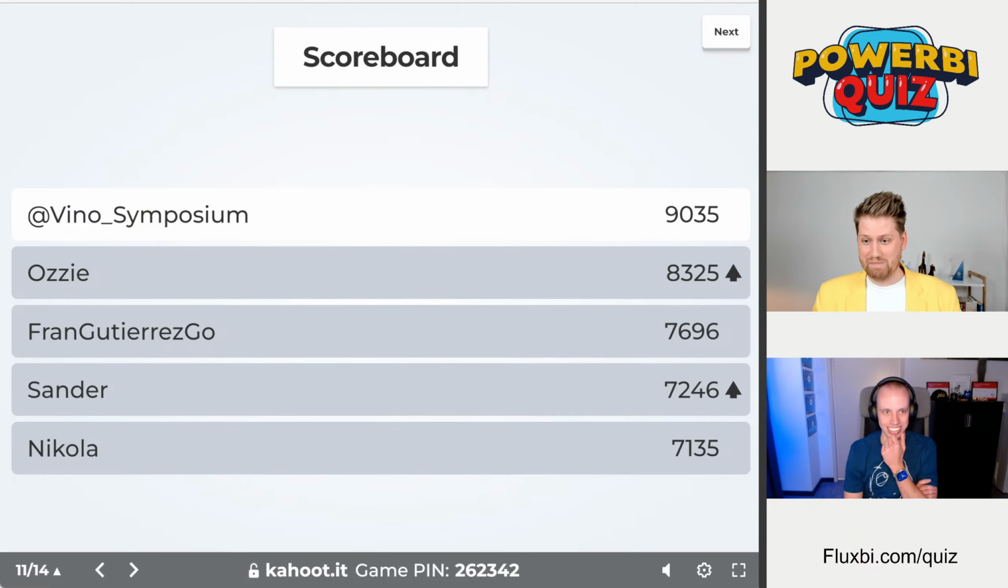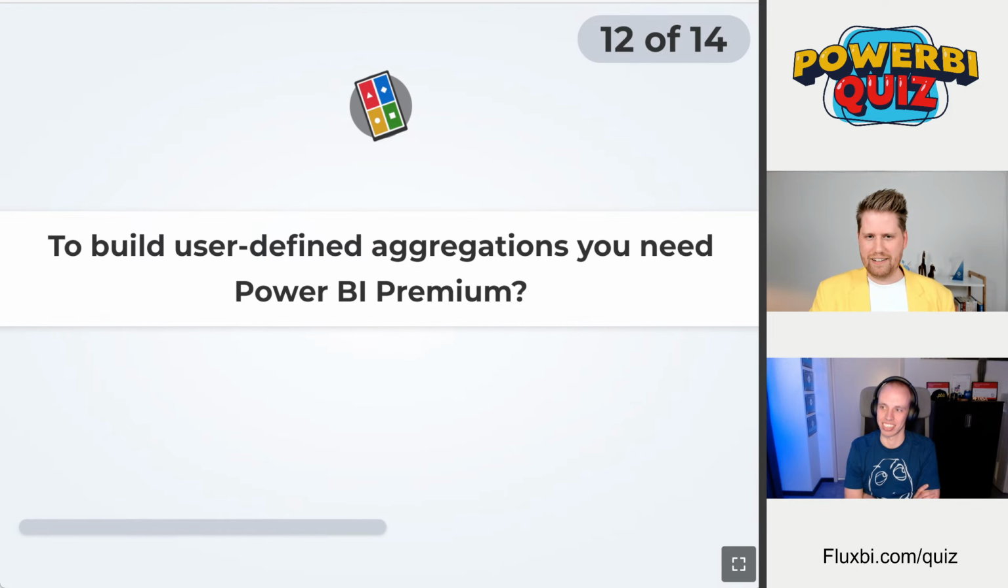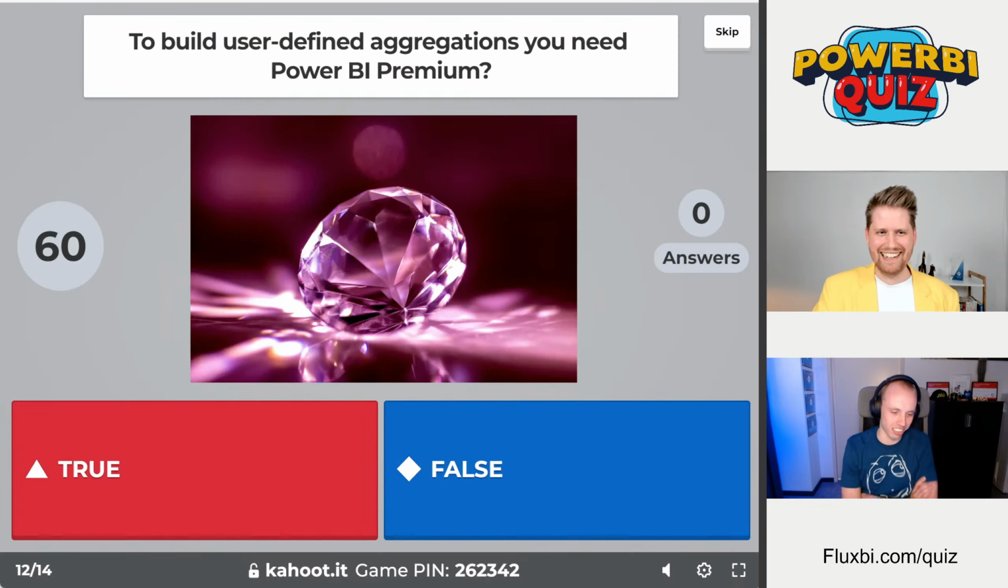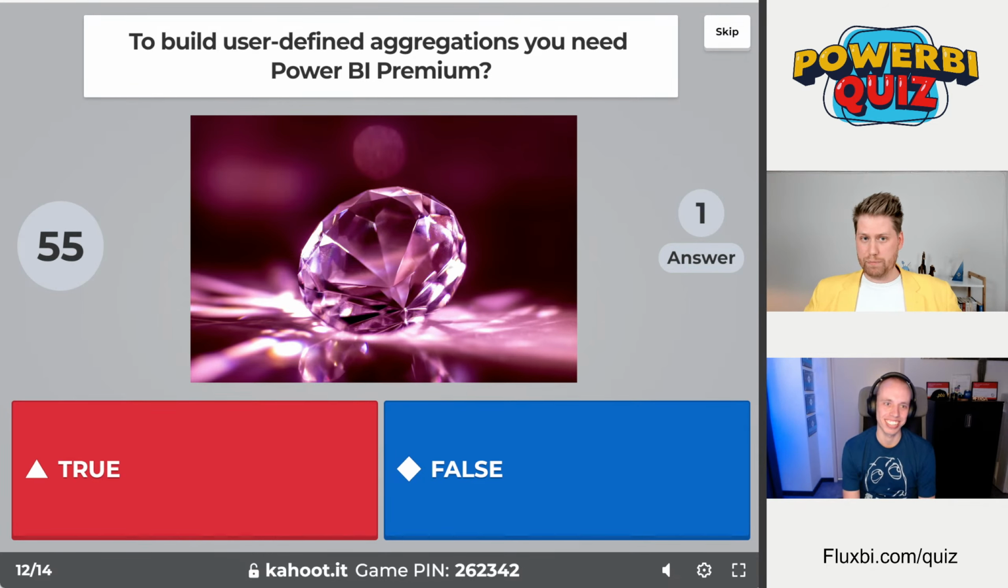Exactly. And that changed quite a bit again. Ozzy is coming up to the second place. Vino is increasing the lead even more, a lot harder for other people to fight over the prize now. But Sander is still climbing with 3 questions to go. So anything may happen. Let's find out with question number 12.